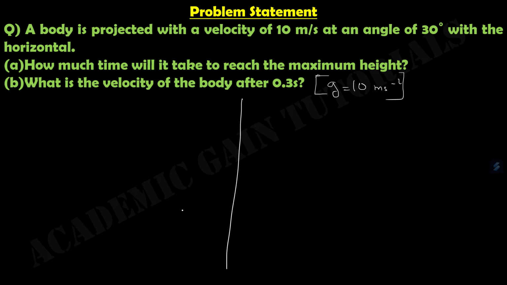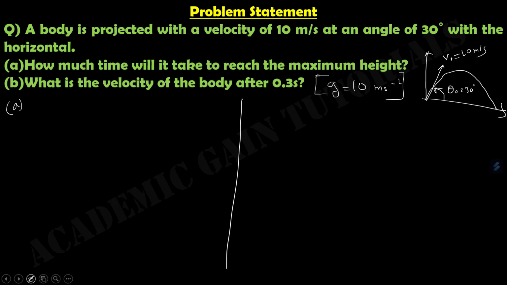So how will we solve this? First of all, for our first question, I have to find out how much time it will take to reach the maximum height. If this is the path of the body, the initial velocity v naught is 10 meter per second and the angle theta naught equals 30 degrees. We are given these two values, and I have to find how much time it will take to reach the maximum height. This is the maximum height. So how much time will it take to go from there to there?